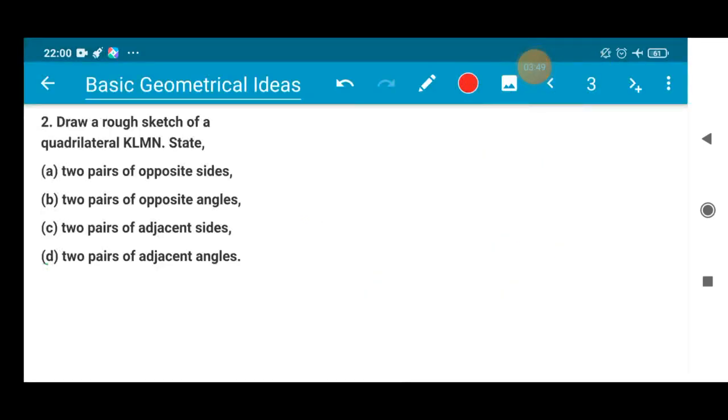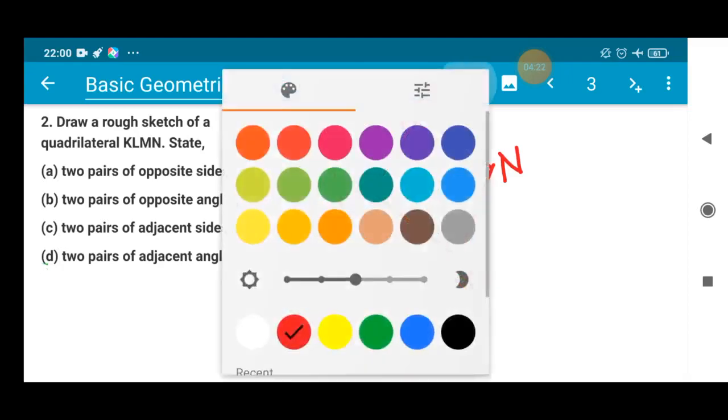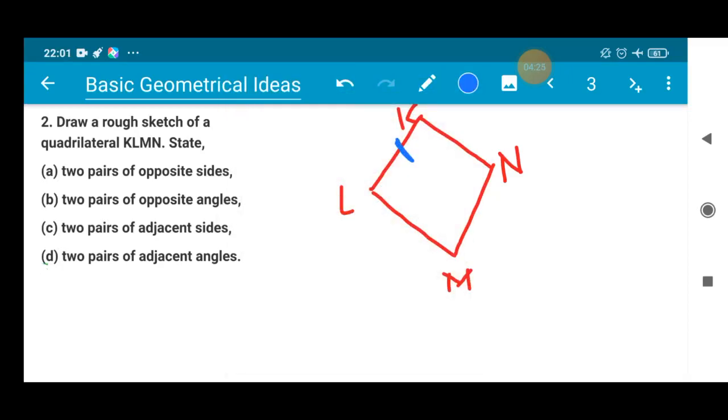Proceeding to the next question, draw a rough sketch of a quadrilateral KLMN. State two pairs of opposite sides. I have already discussed this in the introduction part of this video. Now you have to tell what the two pairs of opposite sides are. So let me draw one quadrilateral here like this. Let the name be K, L, M and N. Of course it is a quadrilateral because there are four sides. Now you have to name two pairs of opposite sides. One side is KL and the opposite of KL is NM.